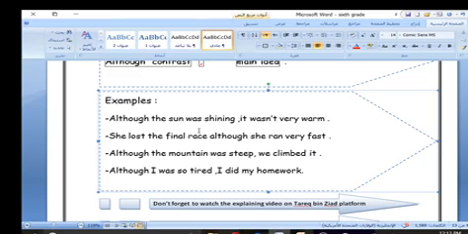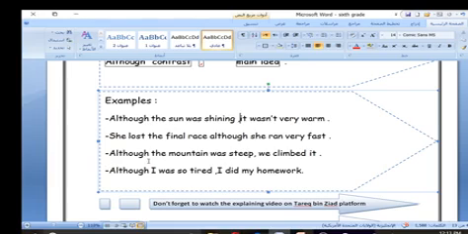And look here, again, we said that a clause is any group of words that has a subject and a verb, okay? We have here a subject and a verb, and we have here a subject and a verb, okay? She lost the final race, although she ran very fast. Look here, although comes in the middle, so we don't have to use a comma, okay? And we have here two opposites, okay?